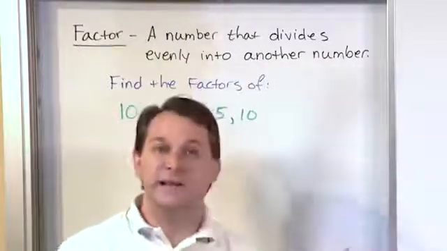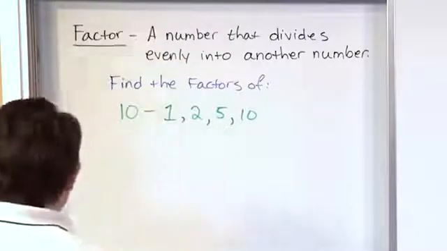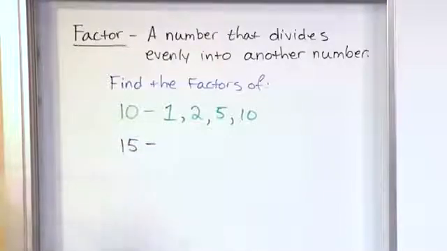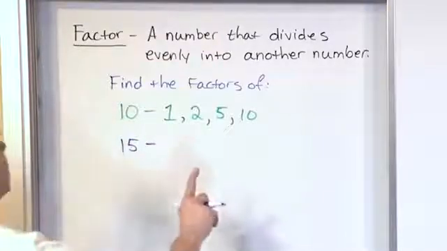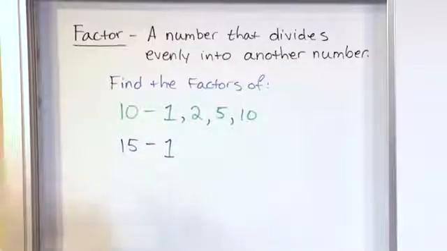And then your job is to list the factors. So let's do another example to learn about this. Let's look at the number 15, and let's list the factors. Can the number 1 be divided into 15? In fact, 1 can be divided into any number, so 1 is always a factor.